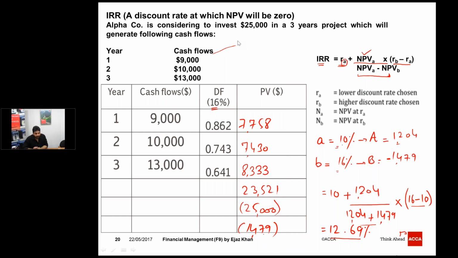Well, we can take both negative NPVs, but it's advisable not to. You should take one positive and one negative NPV.